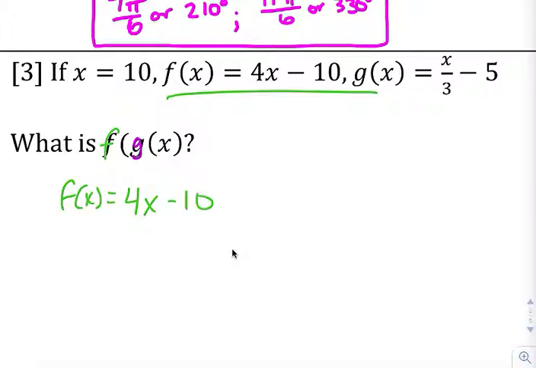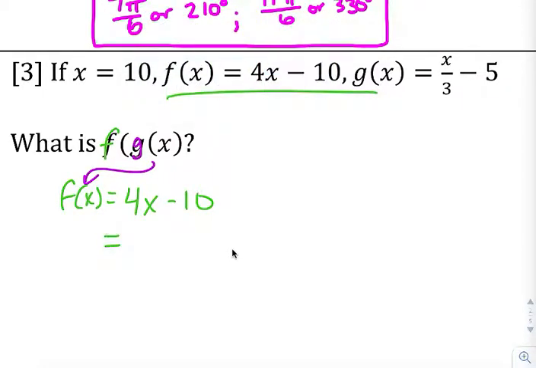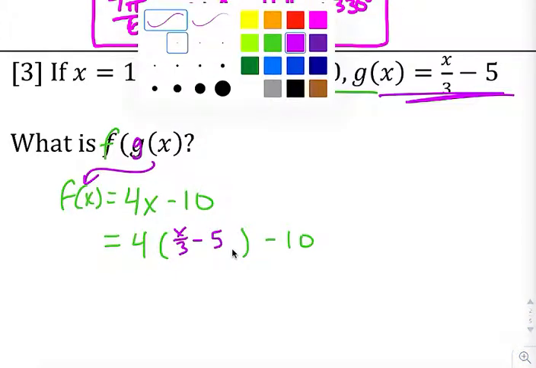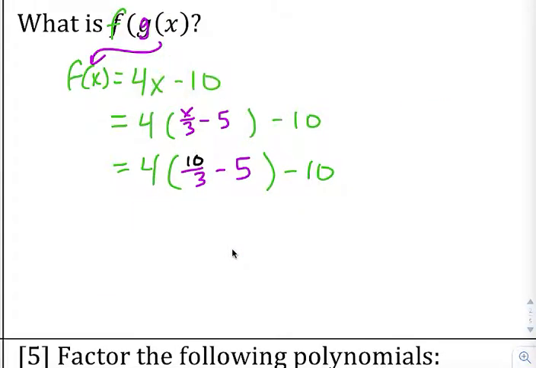But once I insert g of x into the argument of this function f, which was 4x minus 10, instead of the x I'll write this function for g, and g is defined to be x over 3 minus 5. Now luckily we're also given the value of x. It's going to be x equals 10, and so this function should be 4, and instead of x it's going to be 10, because it's a substitution for x, divided by 3 minus 5. And so it's going to turn a little messy, but no big deal. They're just numerical values.